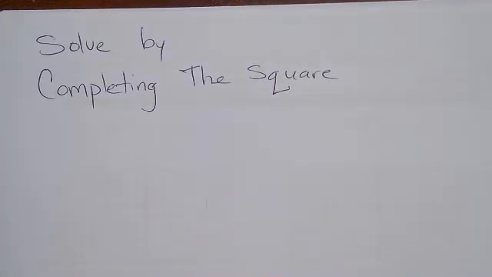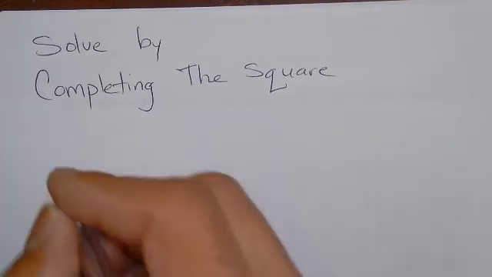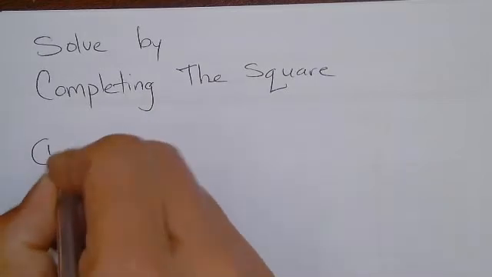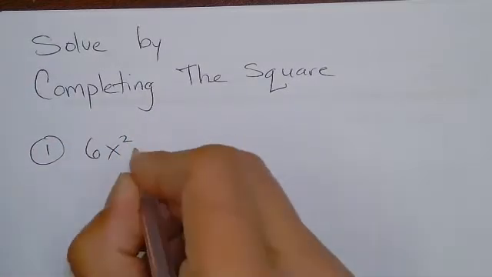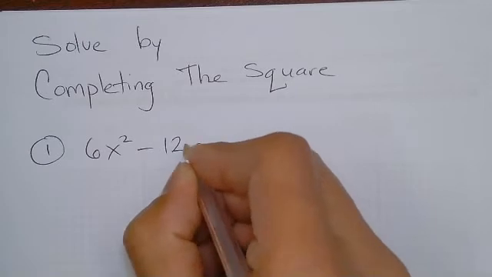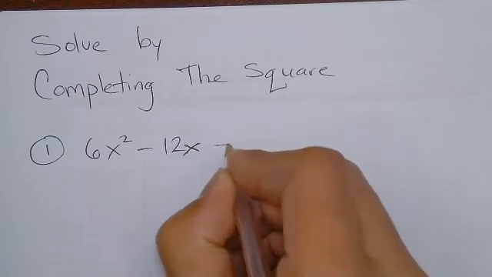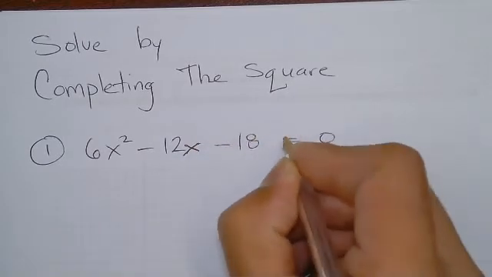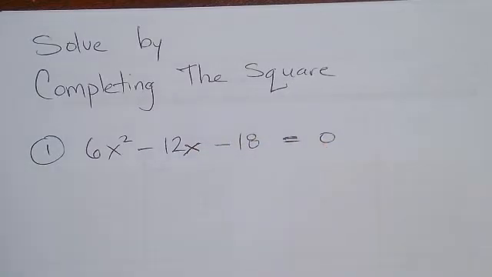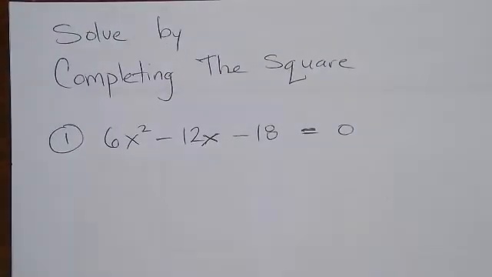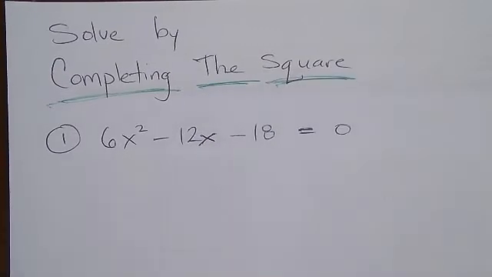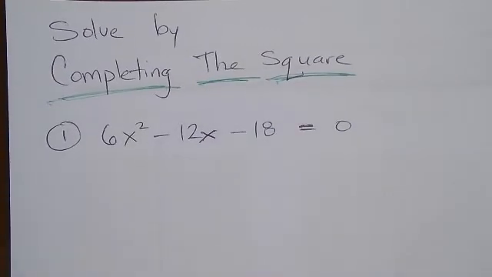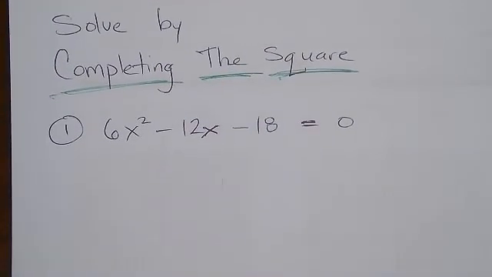So let me go ahead and put a problem up there. And we're just going to jump in the water here. Here we go. Number 1. 6x squared minus 12x minus 18 equals 0. Okay, so like I said, we've already learned completing the square. Anybody can look at this equation and tell me what's new about it?